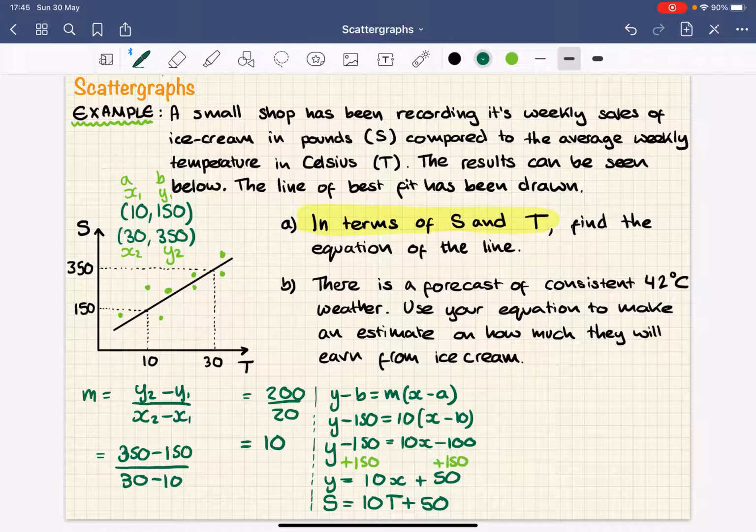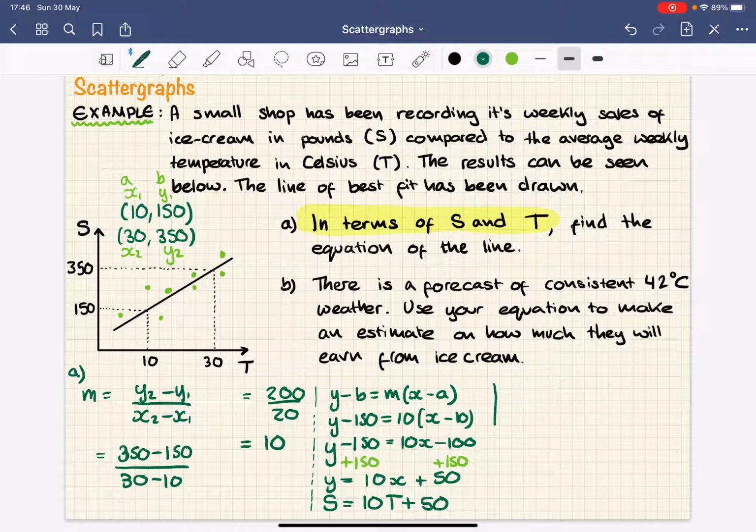Again, the reason why is that x is normally here on my x-axis, but I've got a T there instead, so I swap it out for the T. Same idea for the y. My y-axis is normally here, but since the S is there, I'm going to swap it out for that S. Okay, so that was part A.